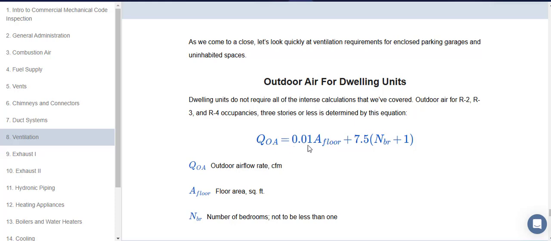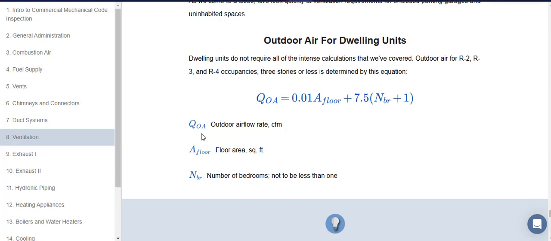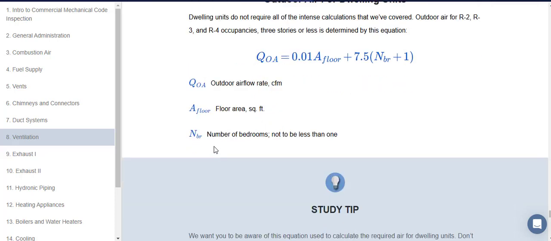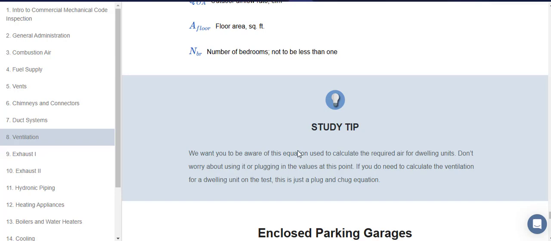Qoa equals 0.01 Afloor plus 7.5 (Nbr plus 1). Qoa is the outdoor air rate in CFM, Afloor is the floor area in square feet, and Nbr is the number of bedrooms, not to be less than 1.